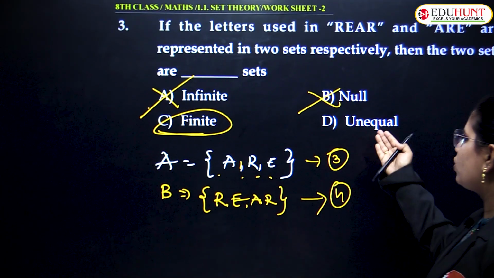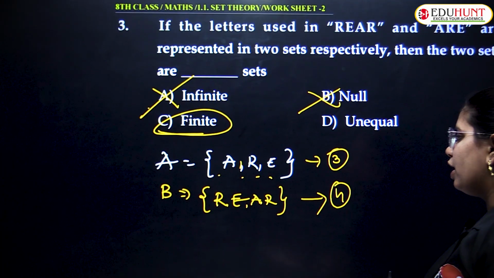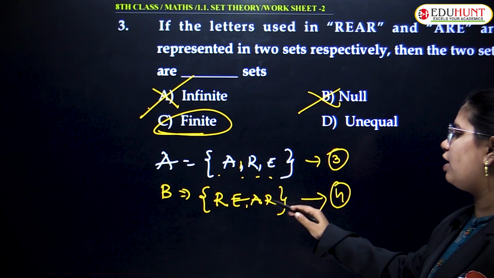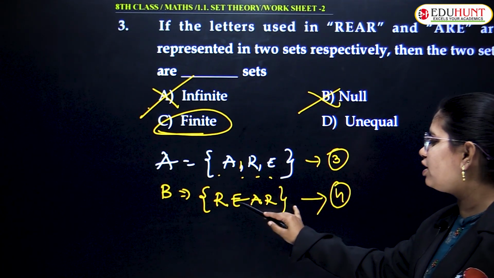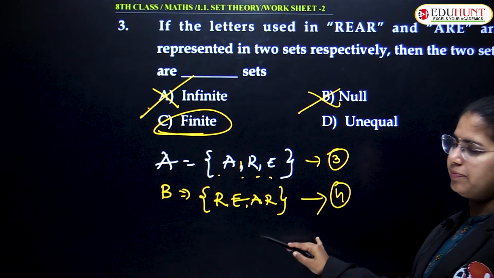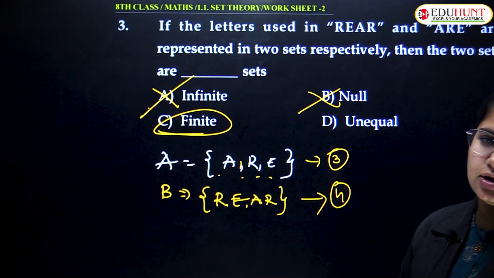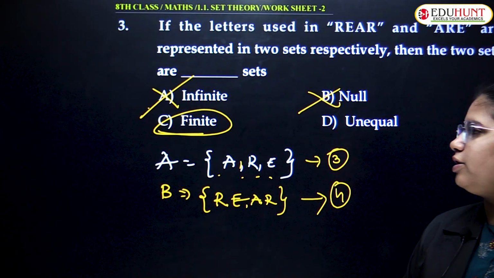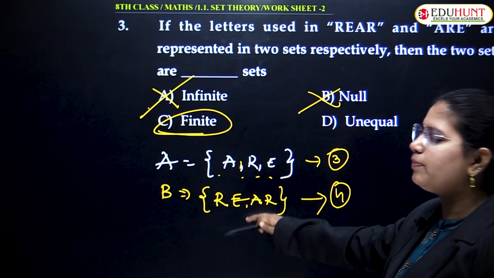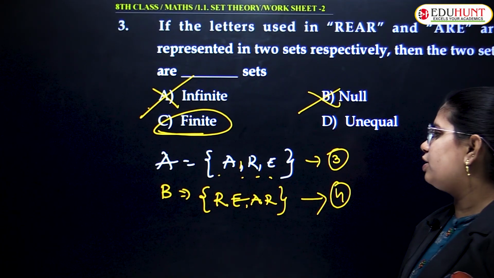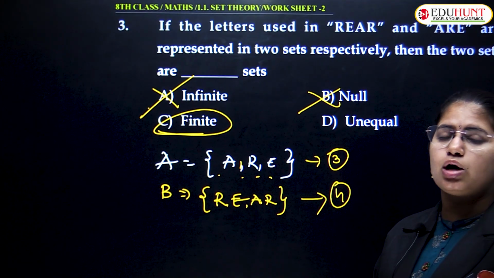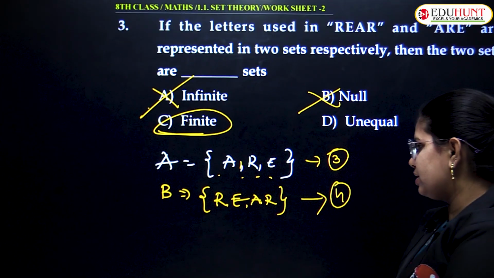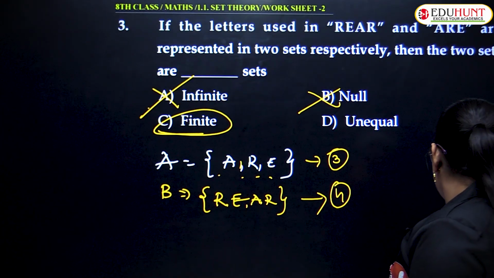Okay, let's check with unequal. Unequal sets in the sense you should have ARE and REAR. Here also the letter ARE is being repeated. Here also ARE is being repeated, right? So it may also be equal to unequal sets. Got it? So in both the sets we are able to find out the number of elements. We are able to count the number of elements in the set. So it is finite sets. Okay. Can I get back to the next one?